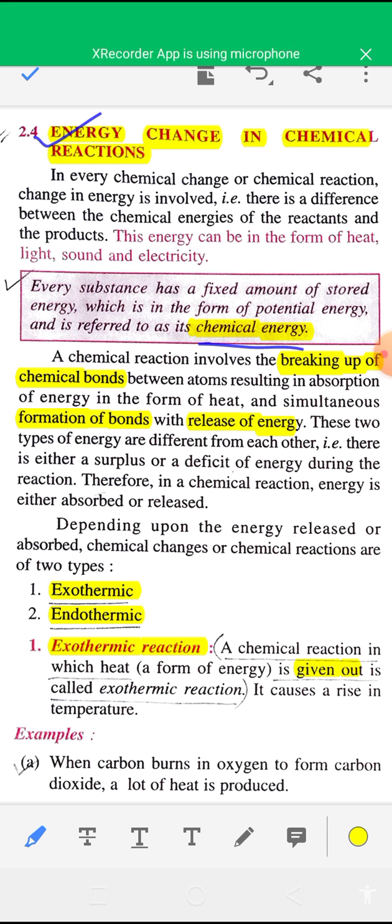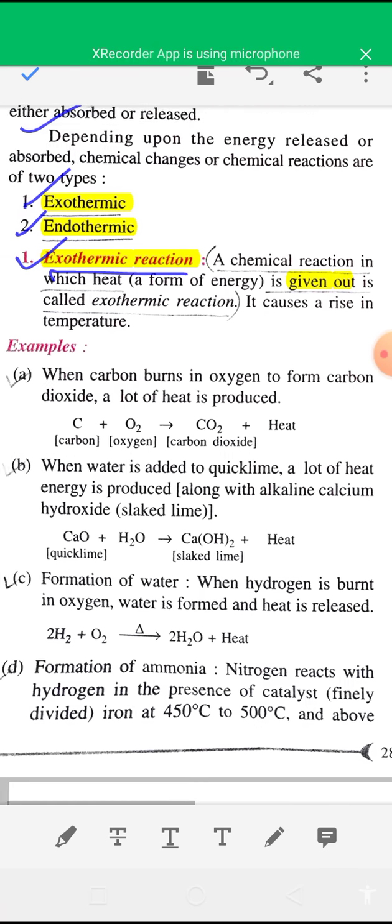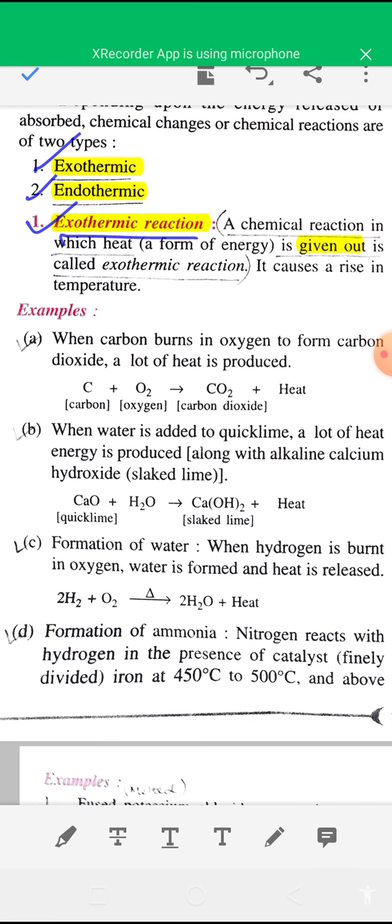Depending upon energy released or absorbed, chemical reactions are of two types: one is exothermic, another is endothermic. In an exothermic chemical reaction, energy is released in the form of heat, and in an endothermic chemical reaction, energy is absorbed. First you have to read about exothermic chemical reaction.